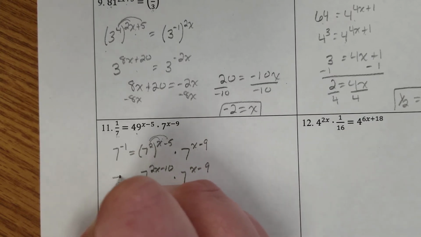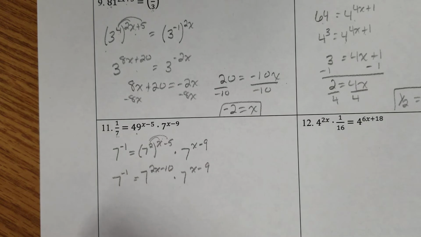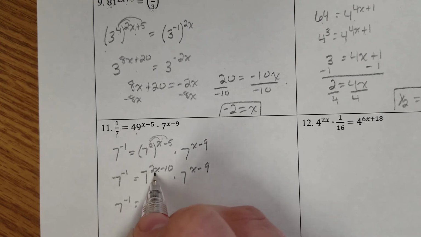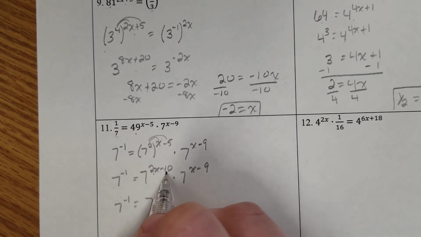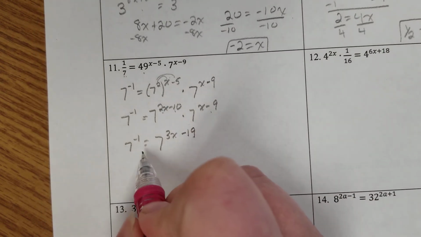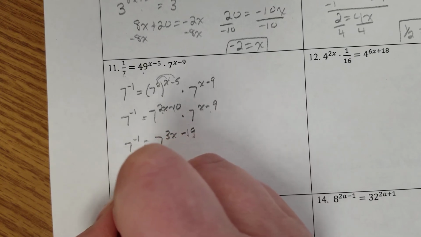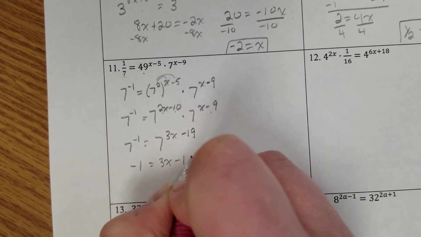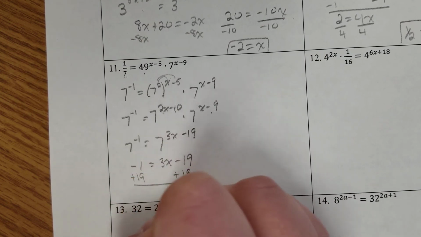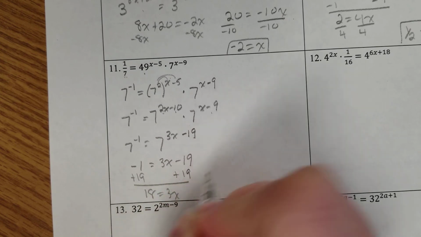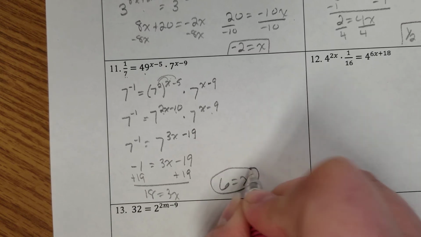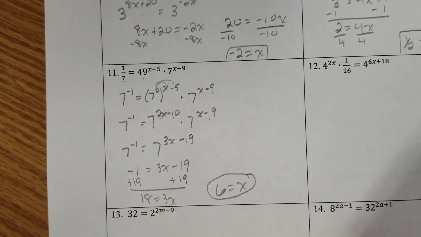And we still have 7 to the negative first over here. So we're going to add our exponents. So 2x and x is 3x. Negative 10 and negative 9 is minus 19. And now that we have the same base, we can set our exponents equal. So we have negative 1 equals 3x minus 19. And then we can just add the 19. So we have 18 equals 3x. And then we're going to divide by 3 so that x equals 6. We just ran out of space there to write the division.